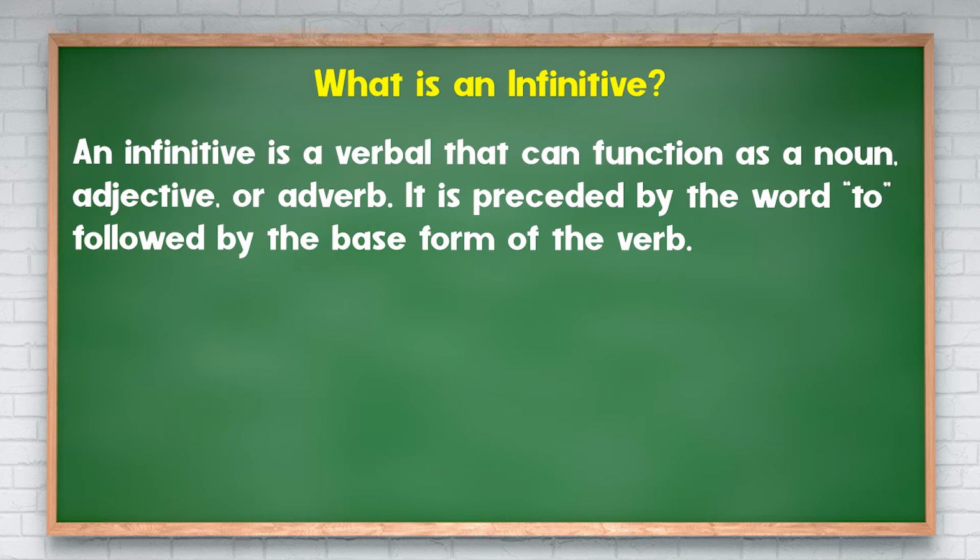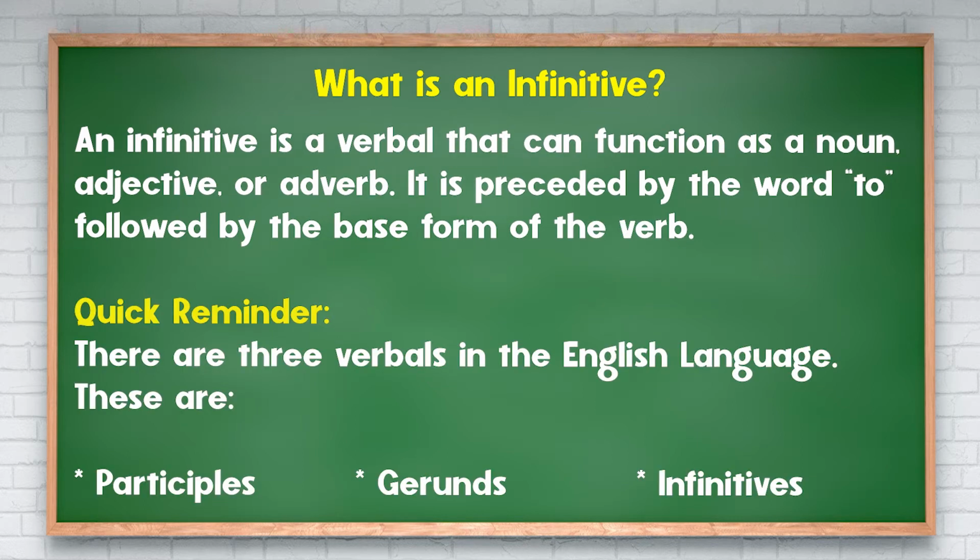What is an infinitive? An infinitive is a verbal that can function as a noun, adjective, or adverb. It is preceded by the word to, followed by the base form of the verb. Now here is a quick reminder. There are three verbals in the English language, and these are participles, gerunds, and infinitives.